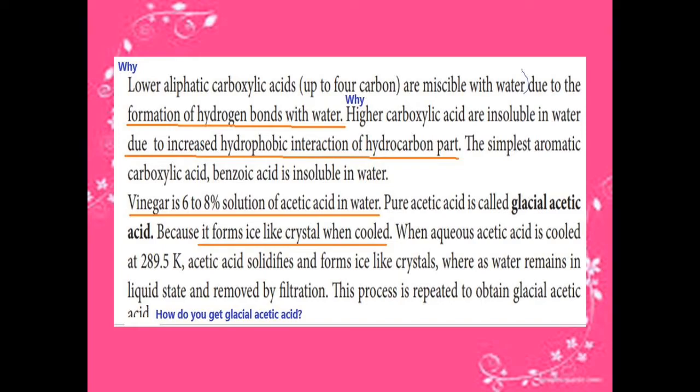The next one, vinegar. A 6 to 8% solution of acetic acid in water is called vinegar. Pure acetic acid has another name, glacial acetic acid. Why is it called glacial acetic acid? Because it forms ice-like crystals when cooled. How can we get this glacial acetic acid? The acetic acid with water is cooled to 289.5 Kelvin. The acetic acid alone solidifies and forms ice-like crystals. The water stays in liquid form and can be removed by filtration. This process is repeated again and again. Finally, we get glacial acetic acid.